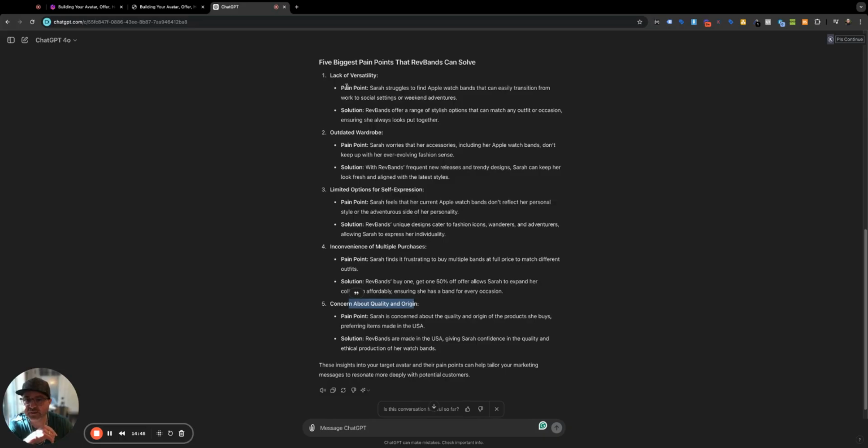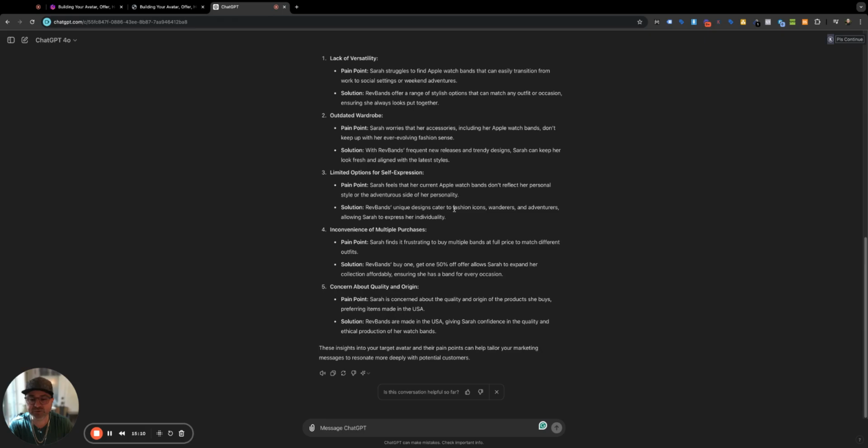And then it goes into the pain point, and then it goes into the solution. I won't go through all these. I'll go through the first one. Sarah struggles to find Apple Watch bands that can easily transition from work to social settings or weekend adventures. The solution: Rev offers a range of stylish options that can match any outfit or occasion, ensuring she always looks put together. Pretty amazing. So really, we're learning a lot about who our ideal avatar is.